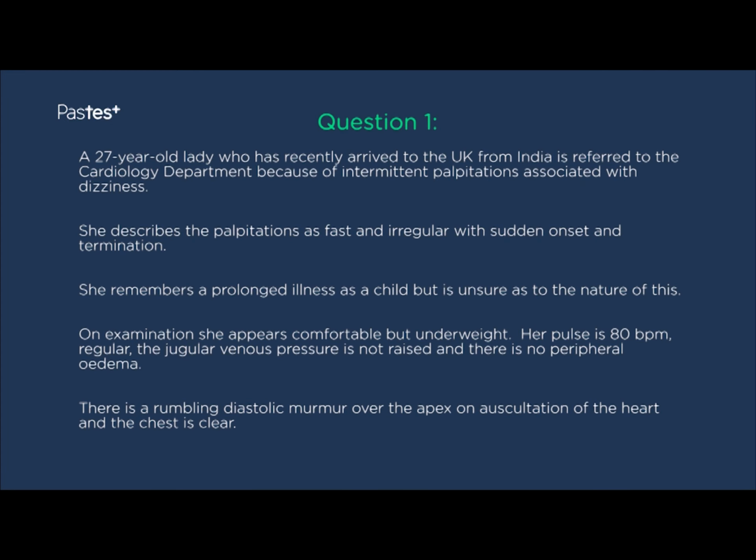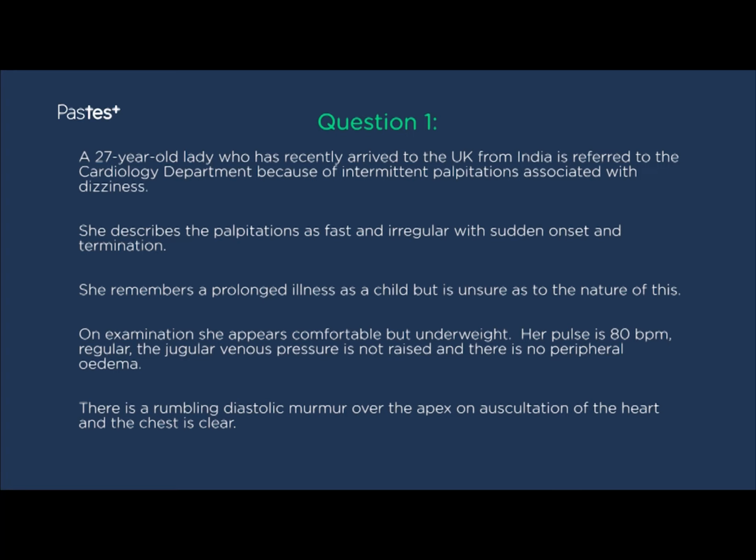A 27-year-old lady who has recently arrived to the UK from India is referred to the cardiology department because of intermittent palpitations associated with dizziness. She describes the palpitations as fast and irregular, with sudden onset and termination. She remembers a prolonged illness as a child, but is unsure as to the nature of this. On examination, she appears comfortable but underweight.